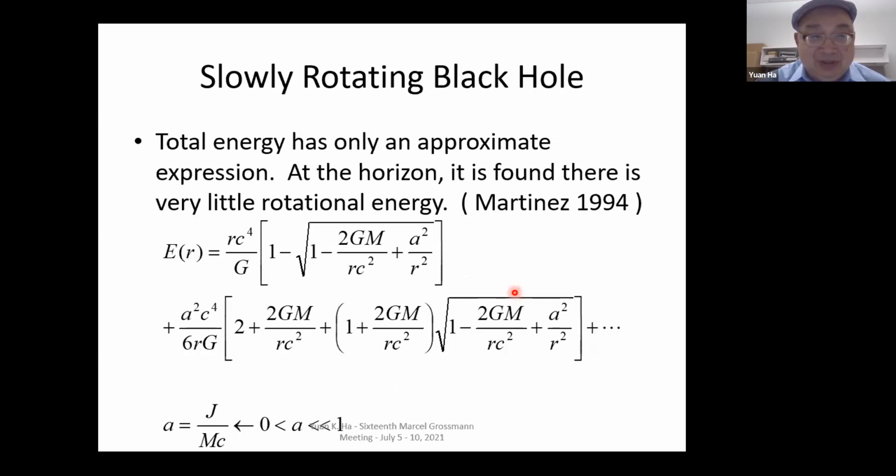Now, next we go to a slowly rotating black hole. The total energy now has only an approximate expression because the problem is very complicated. At the horizon, it is found that there is very little rotational energy. And this means the horizon mass is almost twice the irreducible mass, but not exactly. This work was done by Martinez in 1994.